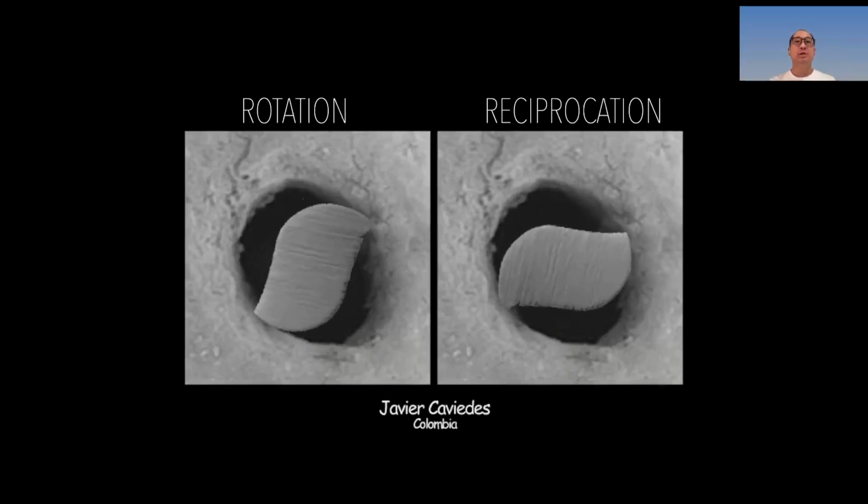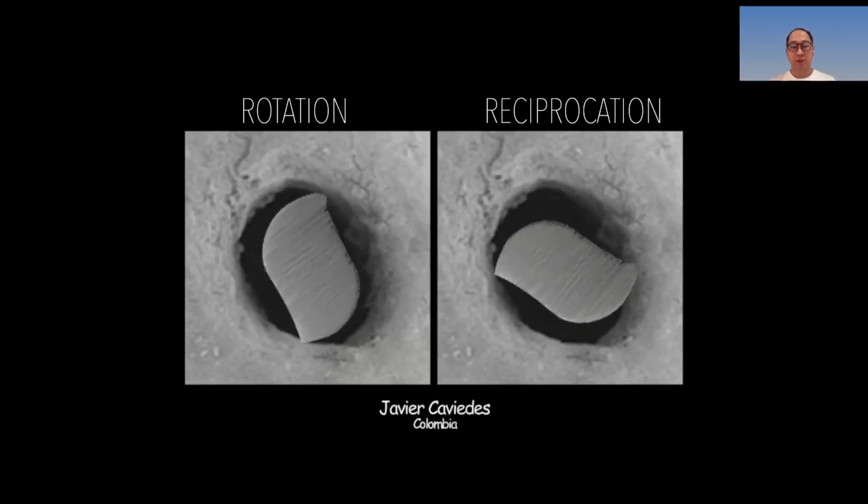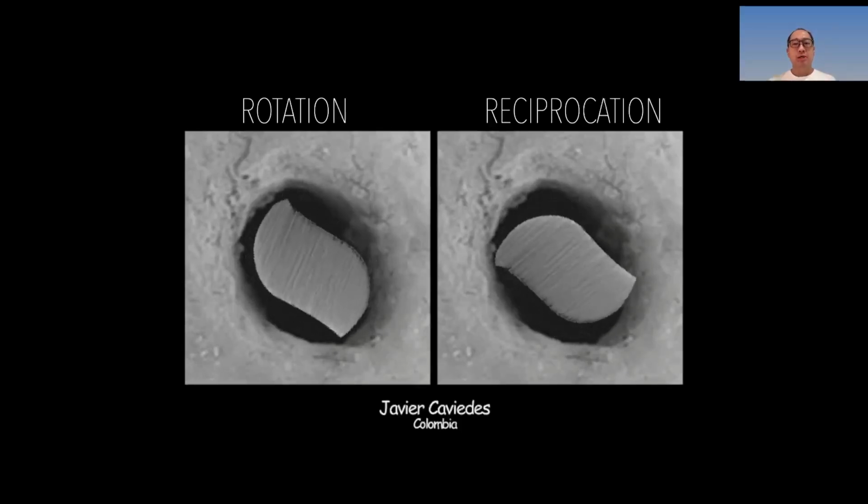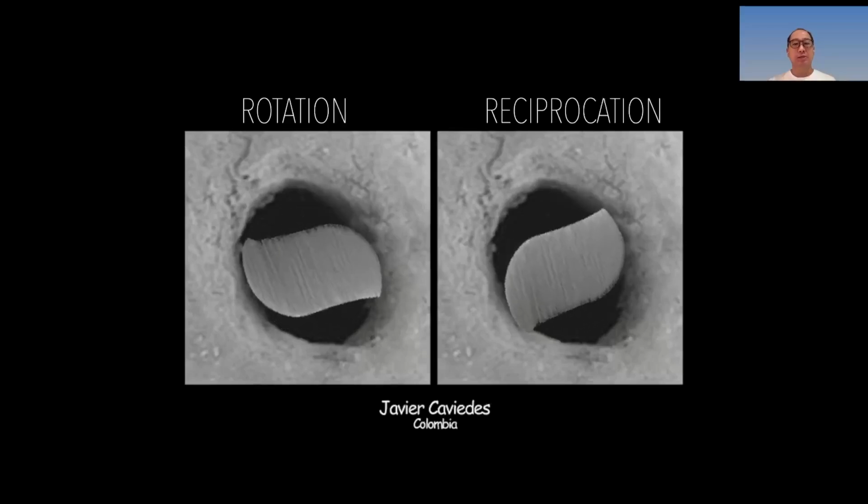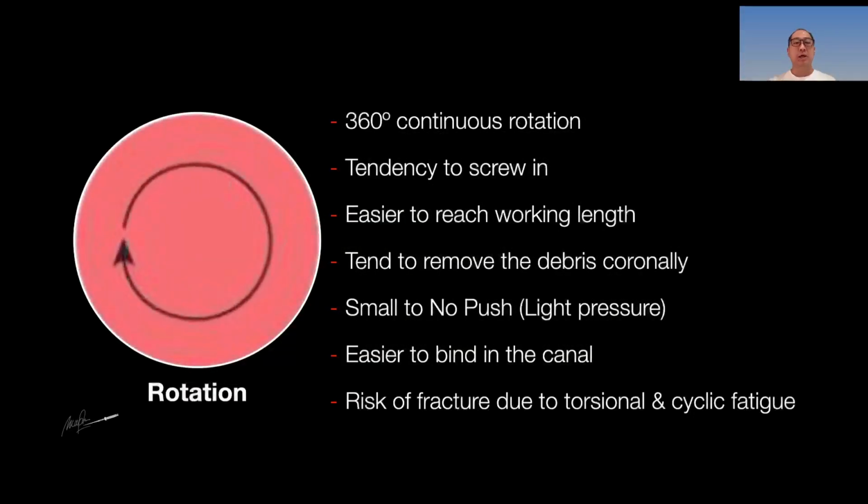So definitely, in my opinion, rotary or mechanical has more advantages. We also need to understand that if we are talking about mechanical, we have rotations and reciprocations, and these two have some differences in characteristics. Rotations mean 360-degree continuous rotation. It has a tendency to screw in because it keeps rotating, but it's easier to reach working length and also easier to remove the debris coronally. You don't need to push, just light pressure, but since it's continuous rotation, it's also easier to bind in the canal and you have more risk of fracture due to torsional and cyclic fatigue.